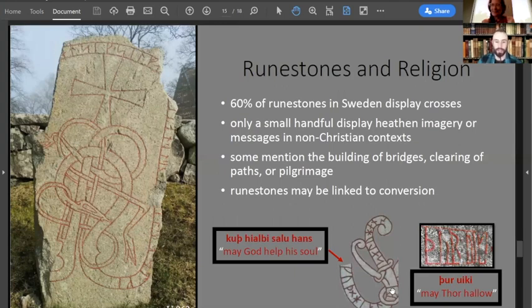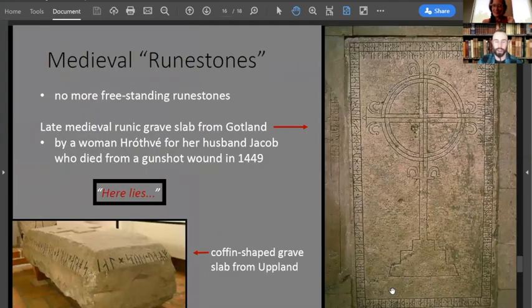And so let's go to the Middle Ages now. After about 1130, runestones pretty much come to an end. And in some areas anyway, they're replaced by these runic grave slabs, which would usually be set into the floors of churches. And so these, unlike the runestones, are associated with the grave of the person.